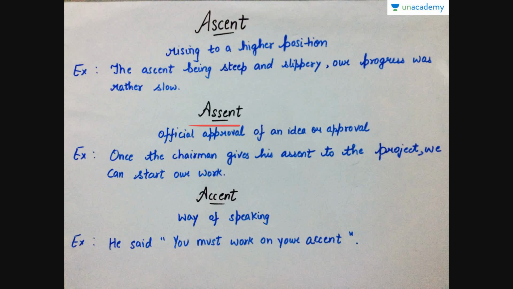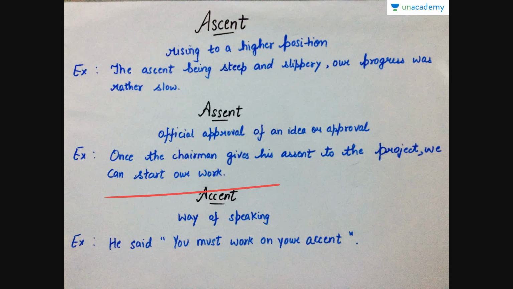The next one is A-S-S-E-N-T. That means official approval of an idea or approval. Here it will come proposal. Approval of a proposal or idea. Suppose you give a topic to someone or you present something, a title of a project, and if they approve of it, approval of an idea or proposal, this is known to be assent. For example, once the chairman gives his assent to the project, we can start our work.